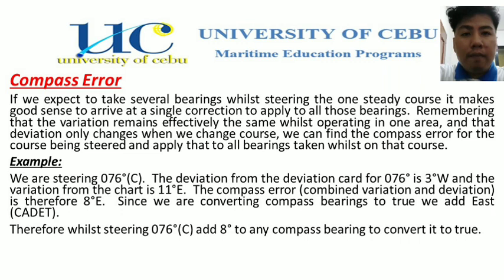Example: we are steering 076 degrees. The deviation from the deviation chart for 076 degrees is 3 degrees west, and the variation from the chart is 11 degrees east. The compass error is therefore 8 degrees east. Since we are converting compass bearings to true, we add east. Therefore, while steering 076 degrees, add 8 degrees to any compass bearing to convert it to true.